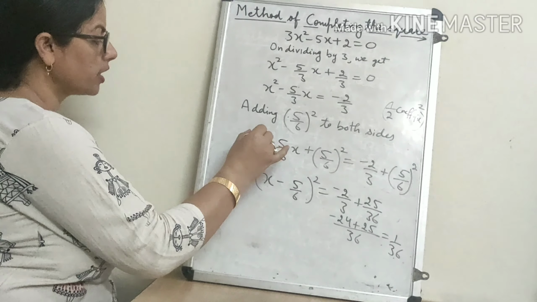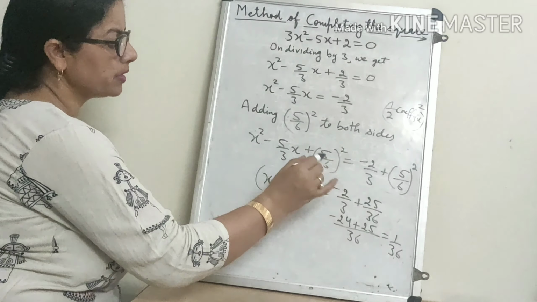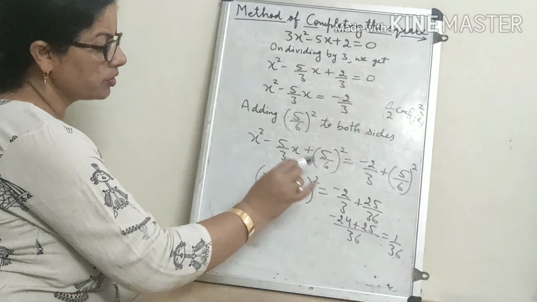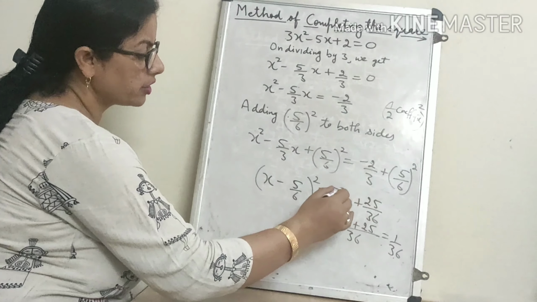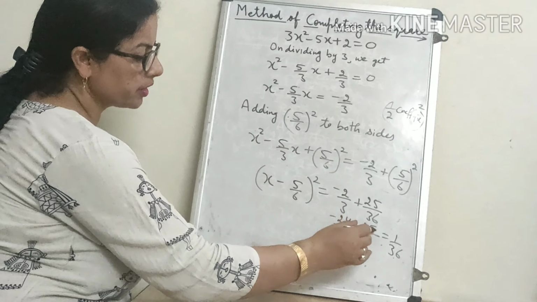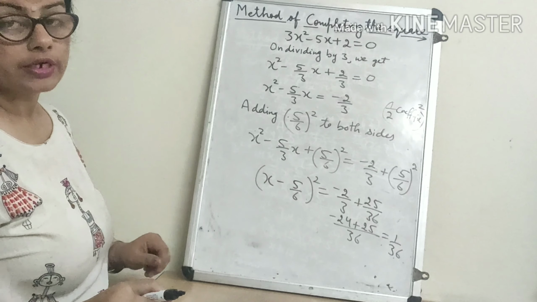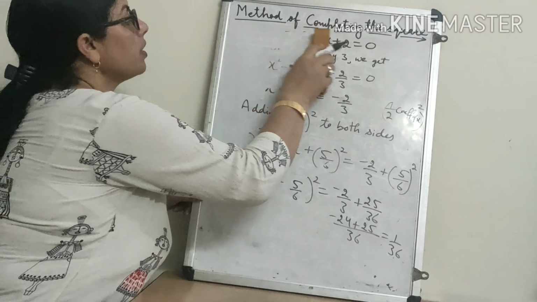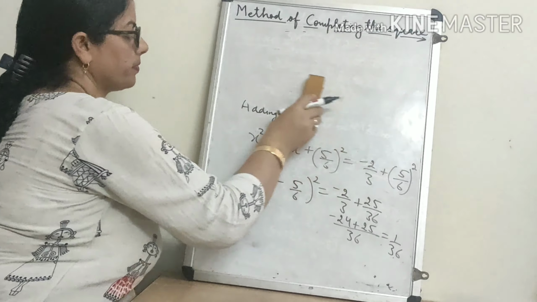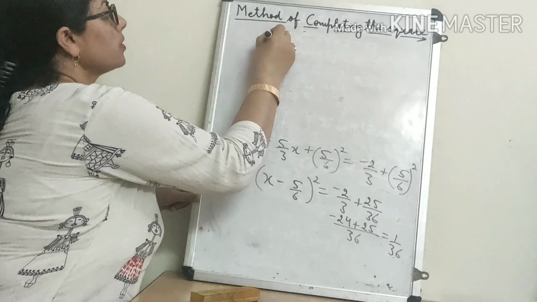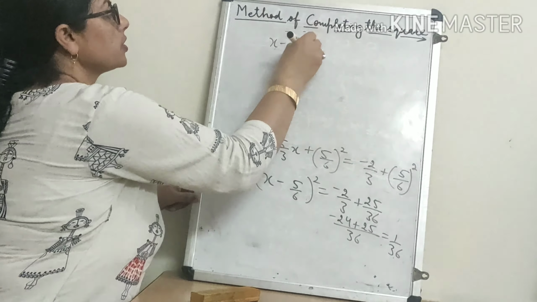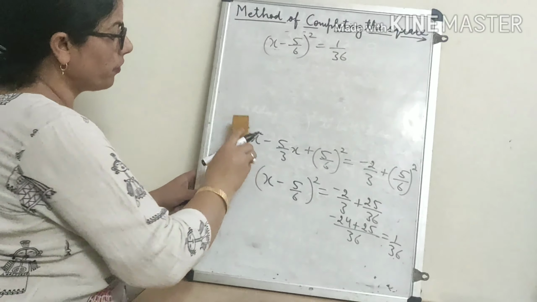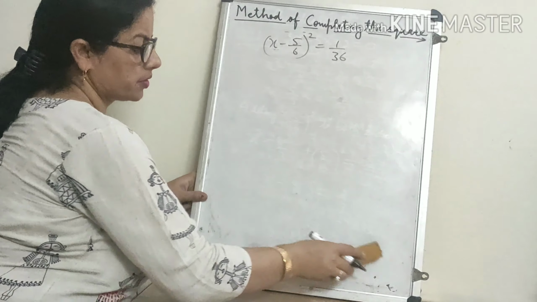a is what? Square is on x, square is on 5 by 6. This is a, this is b. a minus b whole square. And this we will solve: minus 2 by 3 plus 25 by 36, LCM, then we will get 1 by 36. What is our aim? We want to find here x. So after this what will you do? Now what I got, x minus 5 by 6 whole square is equal to 1 by 36, and I want to find here x.